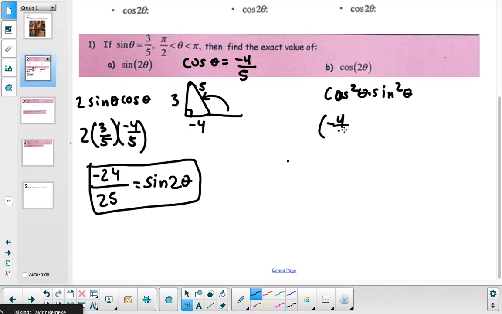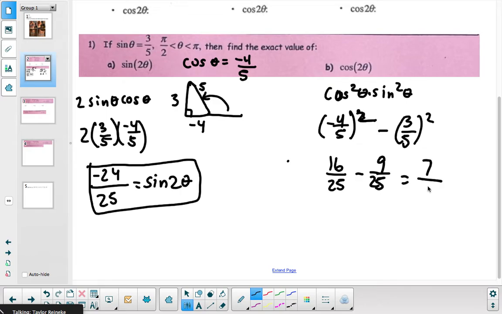Cosine theta is negative 4/5. We're going to square that. Woof. Negative 4/5 squared minus sine squared, which is 3/5 squared. 4/5 squared is 16/25. It's a negative being squared, that's positive. 3/5 squared is 9/25. 16 minus 9 is 7 over 25, and we are done. The nice part about this is you don't have to figure out if it's positive or negative. The formula will do it for you.